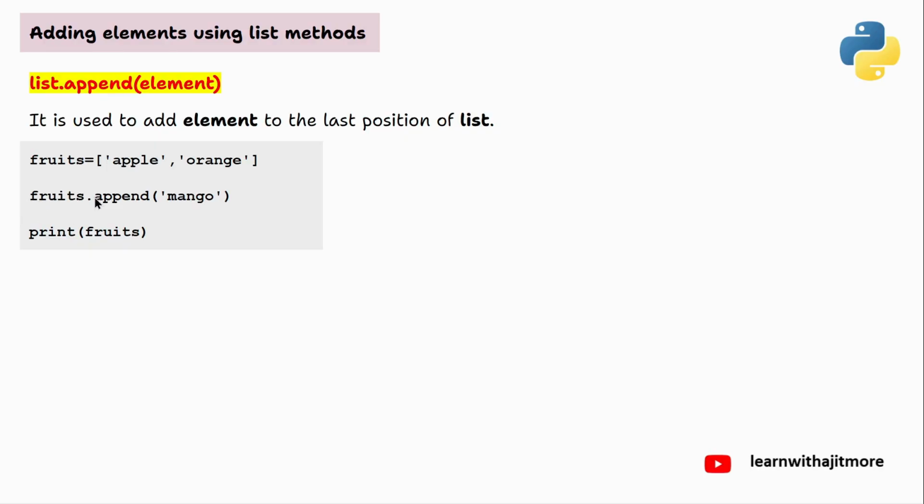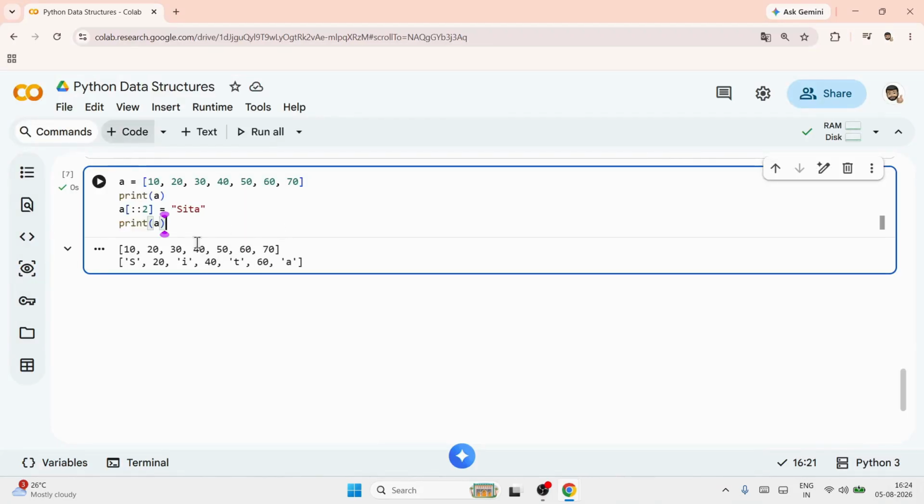It returns None, no? It doesn't return anything. It has just added this mango at the end of fruits. Yeah, add again. Now, if you check fruits, it will be apple, orange, mango, and as I said, you can add anything. ठीक है?